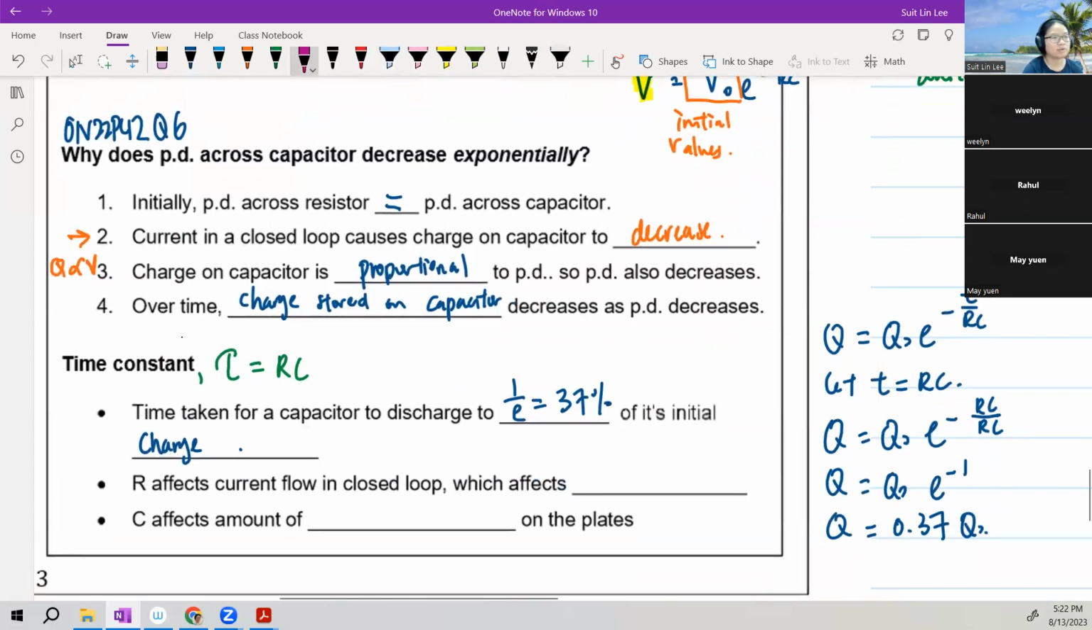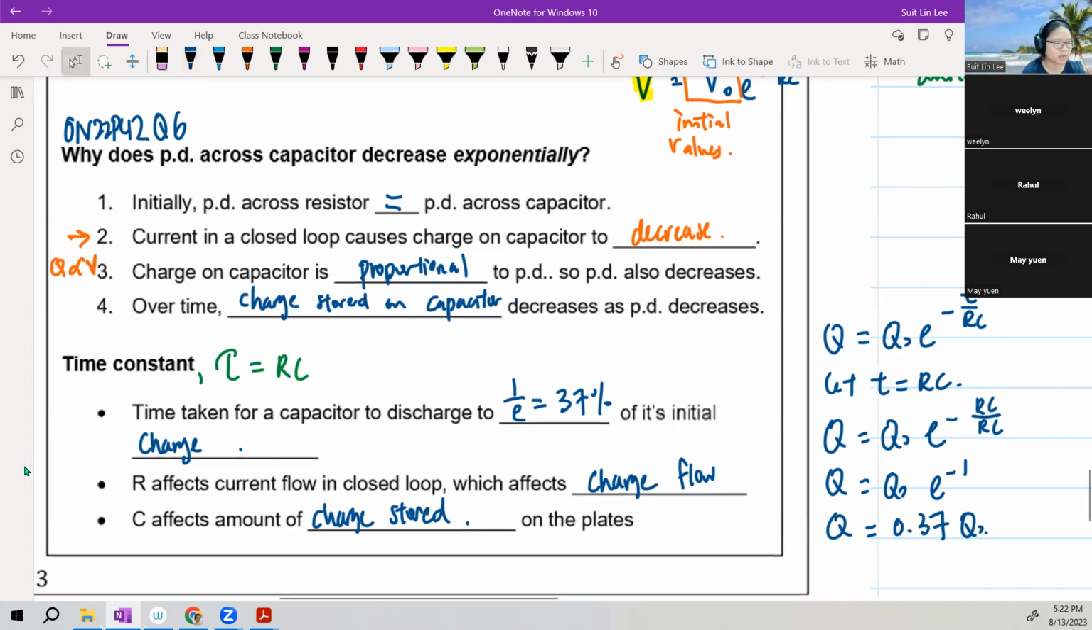Okay. So how does it affect the time taken to discharge? Well, R obviously affects how quickly the current flows. So this one affects the rate of charge flow. And C affects the amount of charge stored on the plates. If I got more charge stored, obviously I will need a longer time to discharge, right? More charge to throw away from the plates. Okay. So this charging and discharging is fairly new. We'll do some questions after the break.